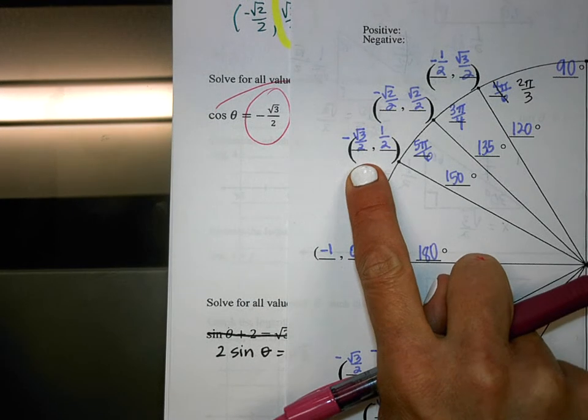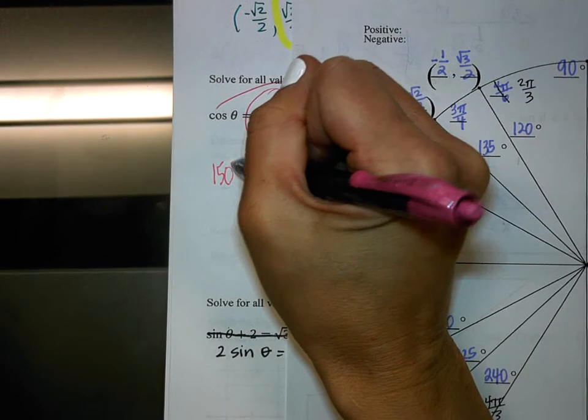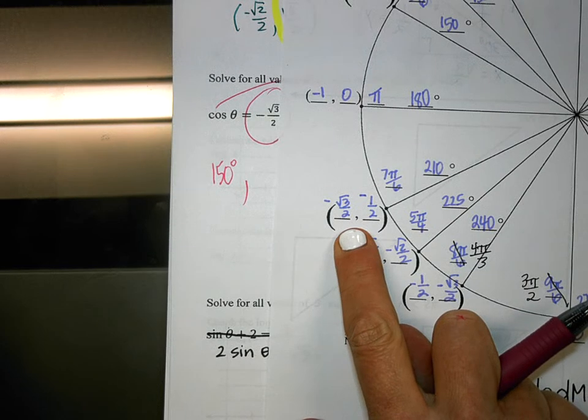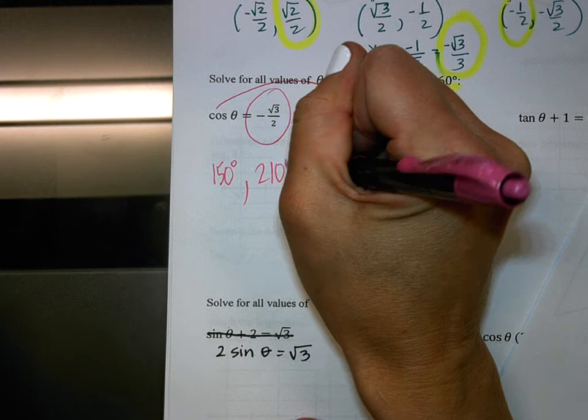Yeah. The degree value is 150 degrees. Okay, x right here, -√3/2. The degree is 210, and you're done. That's your answer.